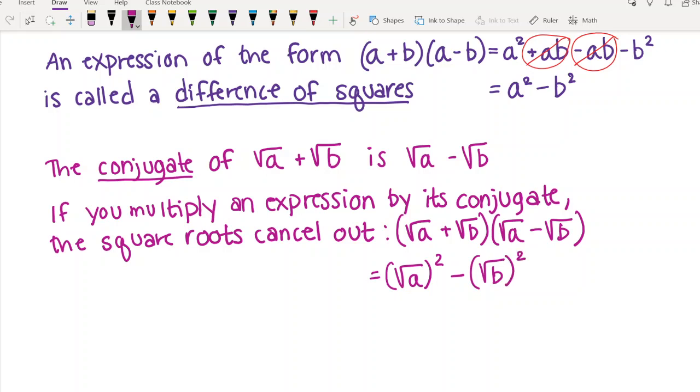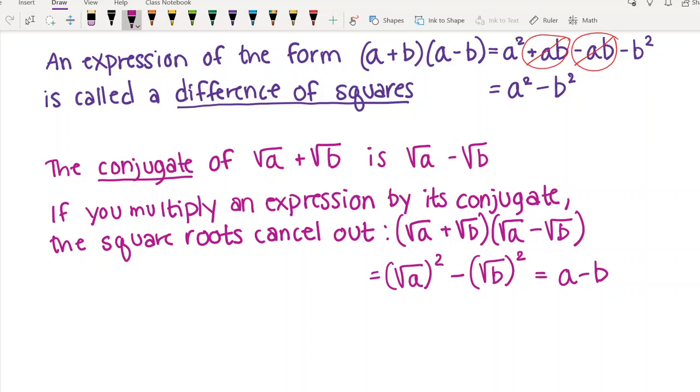And what happens when you square root and square it? The square root goes away, right? And so we're just left with a minus b. So why did I start by showing you the difference of squares? It's because I want you to understand, first of all, why this works.